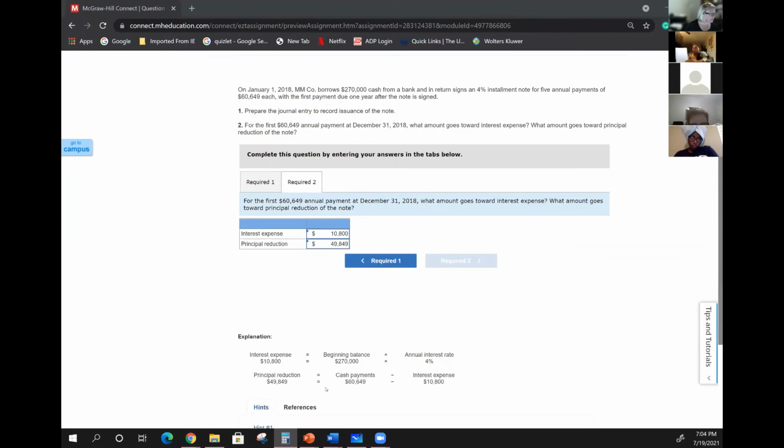So when I make the payment and I do the journal entry, I'm going to set up my payment. It's going to be my cash going out, so I know that I have a credit for cash for $60,649. I know that I have interest of $10,800, so I need to go to interest expense as a debit for $10,800. And I want to reduce my notes payable, which is sitting on the books as a credit. So I'm going to debit notes payable for the difference, which is $49,849. And that'll reduce it as you go.